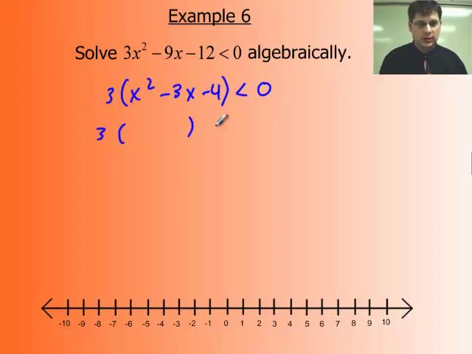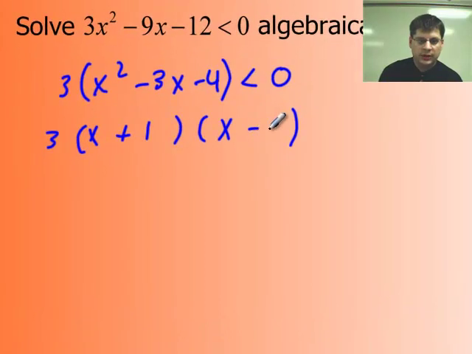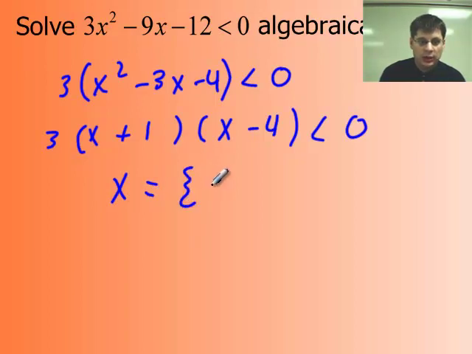And my factors on this, so negative 4, that's going to give me a positive 1, so x plus 1 times x minus 4 is less than 0. So using the zero product property, my solutions are x is equal to negative 1 and positive 4.